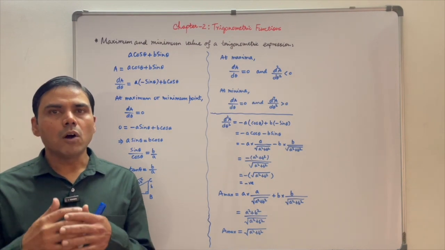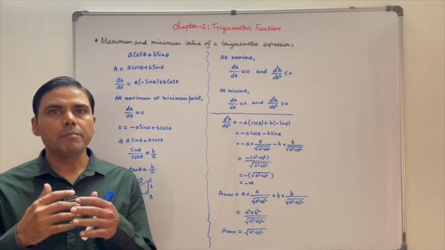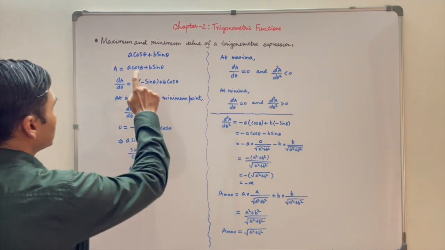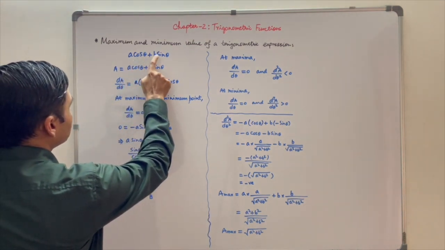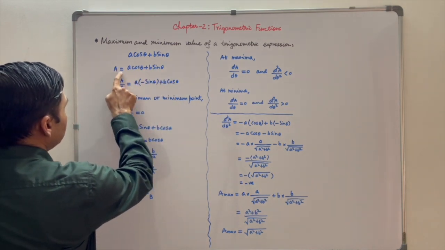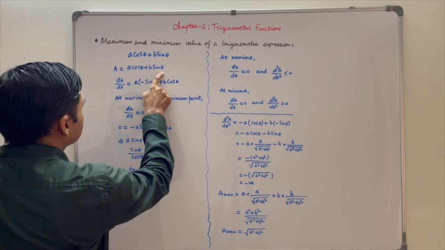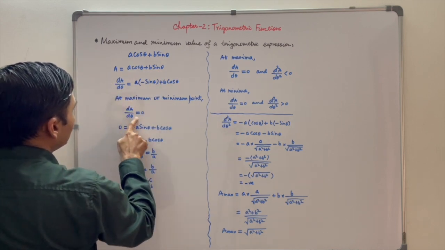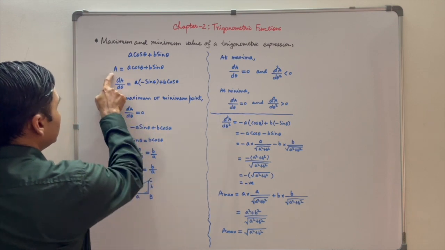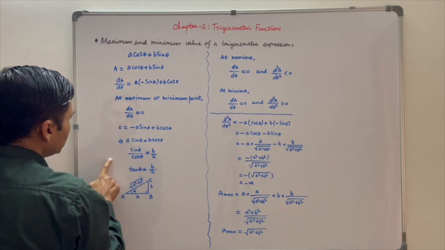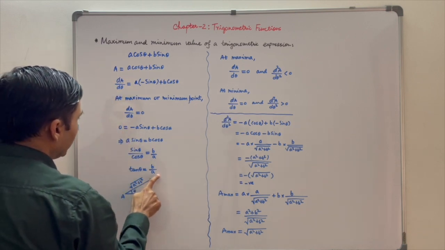Now let us see how to find out maximum and minimum value of a trigonometric expression. Suppose the trigonometric expression is a cos theta plus b sin theta. Equate that to capital A. So capital A is equal to a cos theta plus b sin theta. Do dA upon d theta and equate that to 0, because we know that at maximum or minimum point, slope of tangent will be equal to 0. That gives tan theta is equal to b by a.